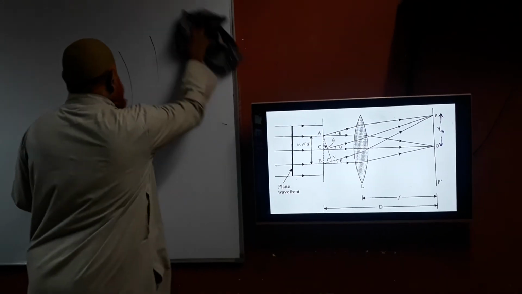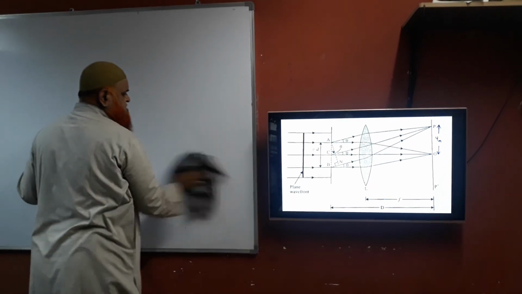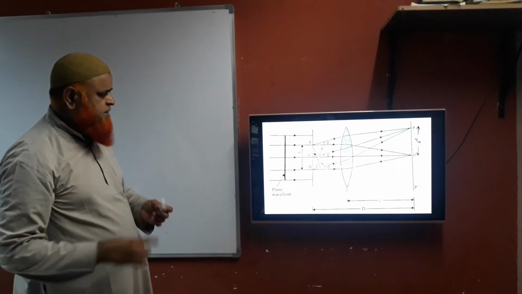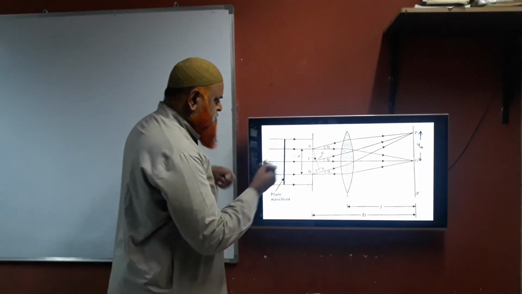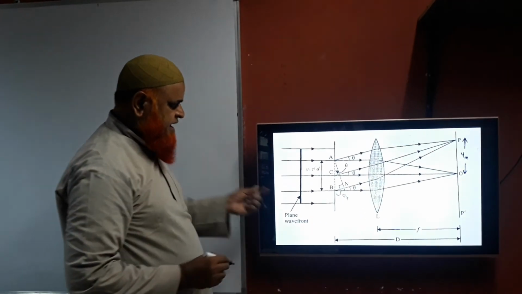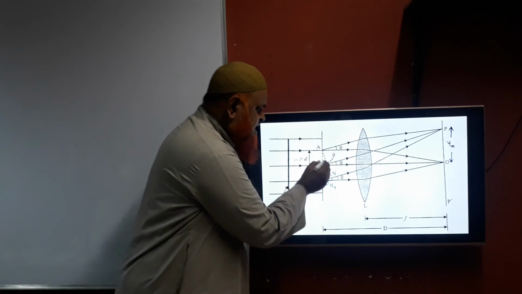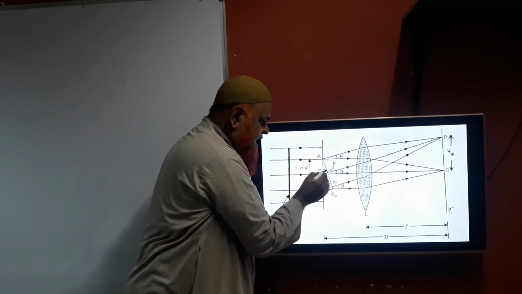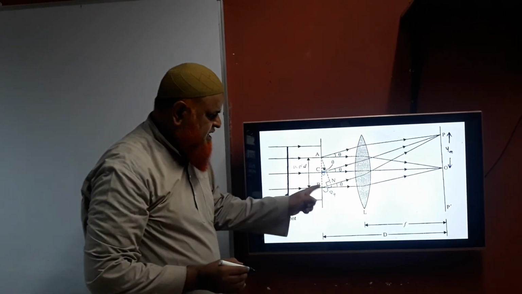So now we can derive the equation. Let us see what is going to happen. First, what is this going to be? This is going to be the path difference, the extra distance traveled by the light ray. So this is angle theta, and this is also going to be angle theta here.